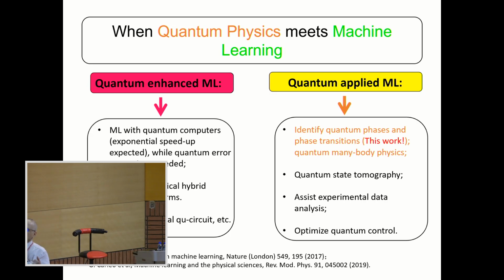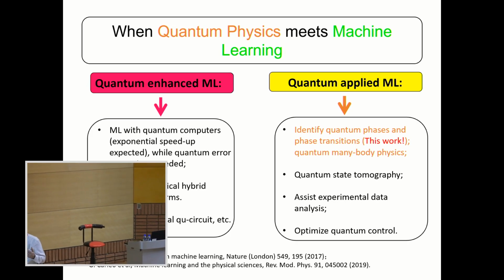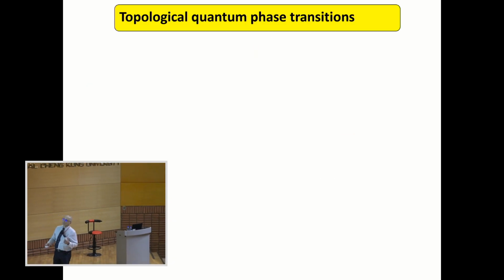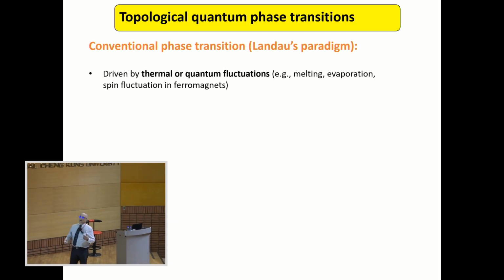So therefore, one of the problems we want to do is to identify topological quantum phases and phase transitions in quantum many-body physics. The conventional phase transition, which is the Landau paradigm, is driven by thermal or quantum fluctuation like melting, evaporation, spin fluctuation in ferromagnetic systems.